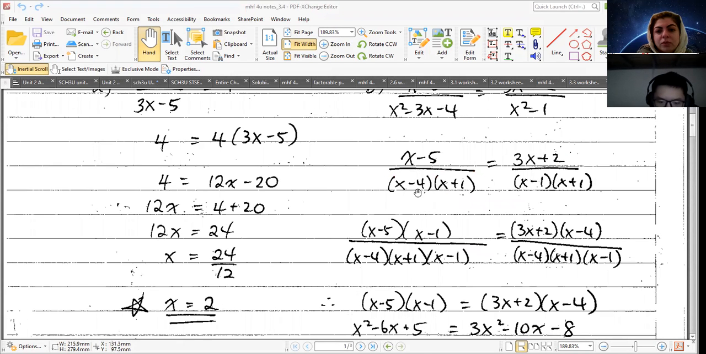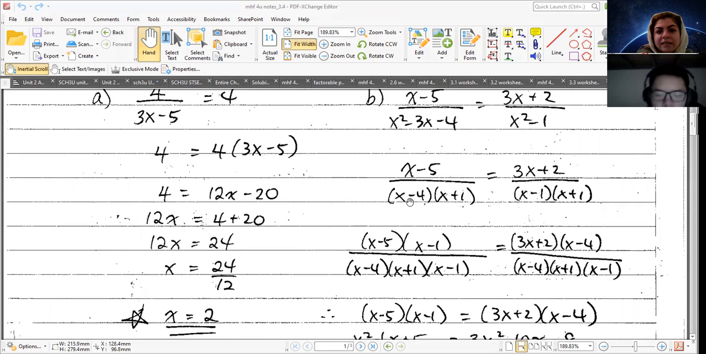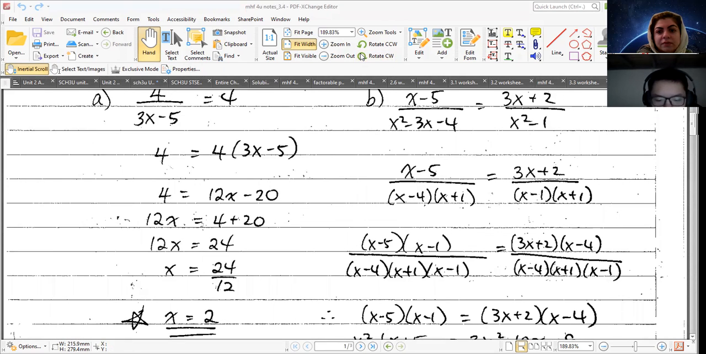First, you write the denominator in factored form. x power 2 minus 3x minus 4 is x minus 4 times x plus 1. You write x power 2 minus 1 as x minus 1 multiplied by x plus 1. Then as you see, you can cancel things from both sides. See, x plus 1 and x plus 1 cancel from both sides, right? Then you can use a butterfly. Here, these two multiply by each other, and then these two multiply by each other.